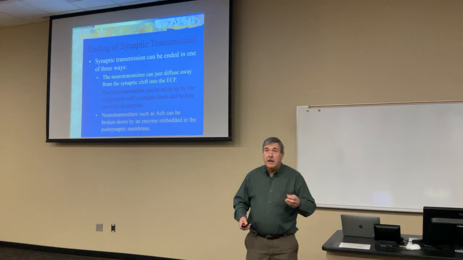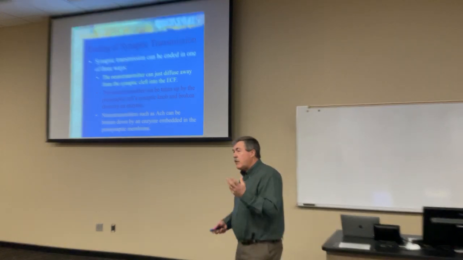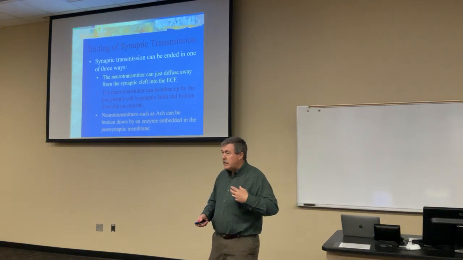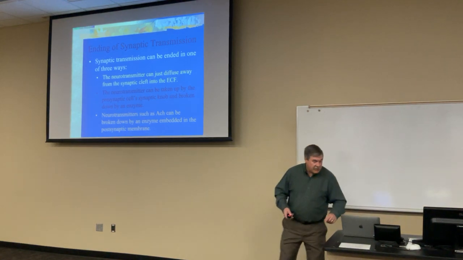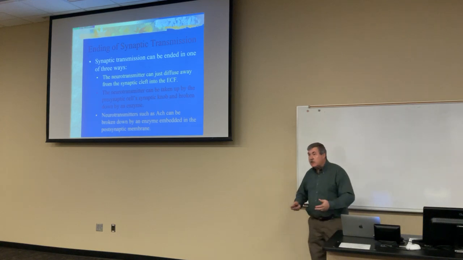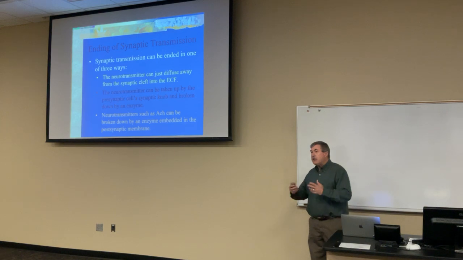And so when the acetylcholine is floating around in that synaptic cleft, it can bind to that enzyme, and that enzyme will break it down. Okay? So those are three different ways that neurotransmitters can be removed from the synaptic cleft so that synaptic transmission doesn't just keep on occurring.